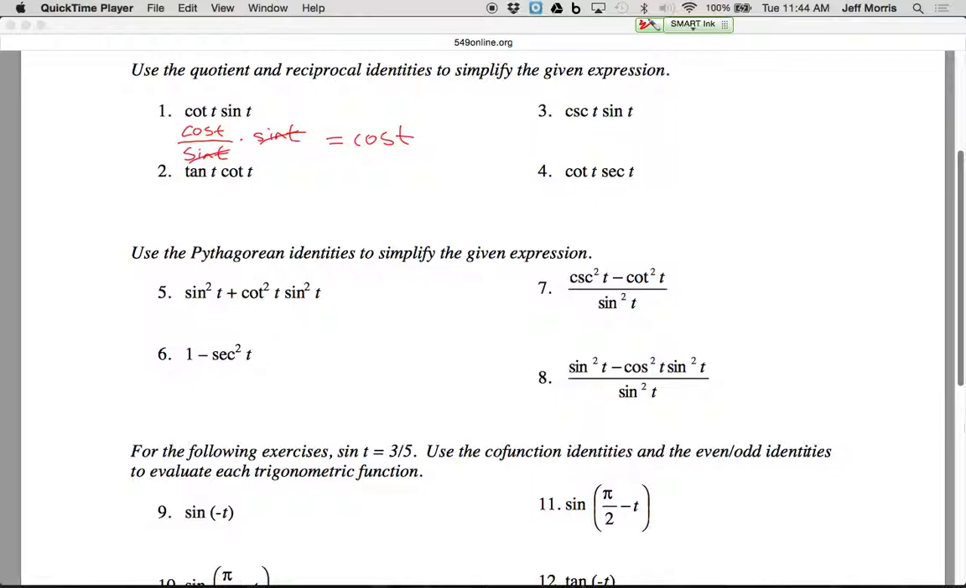These are reciprocal, so what's the answer? 1.